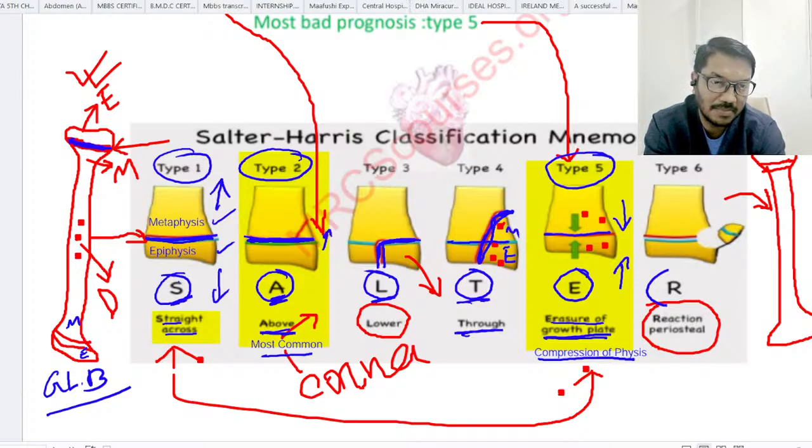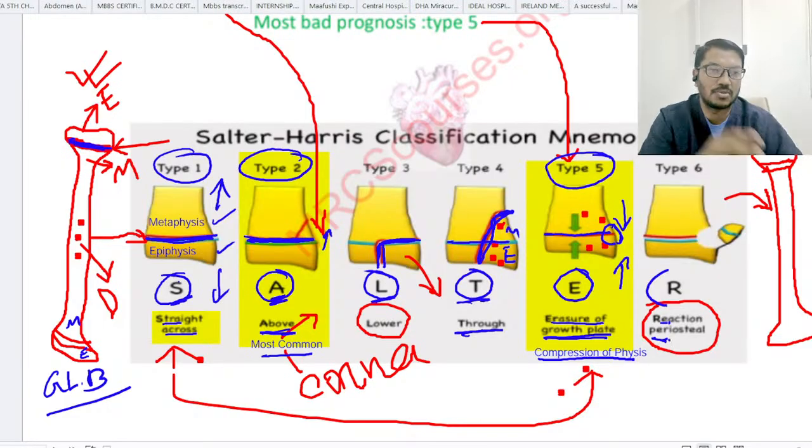Then type 6, SALTER, R for reaction, periosteal reaction. Here you can see this segment is totally avulsed out. This is the reaction type. There will be a ligament attachment here, and this whole part is broken, and it is type 6.